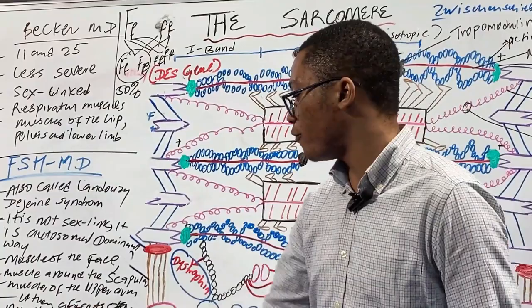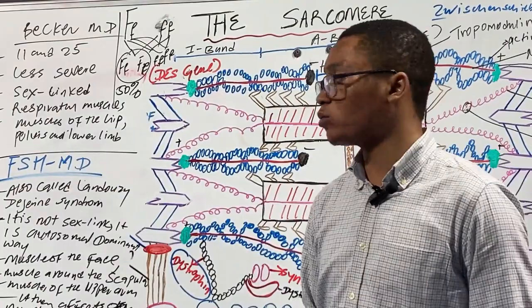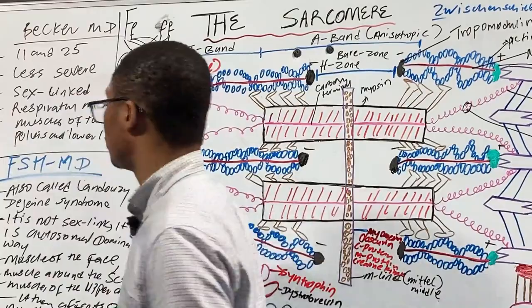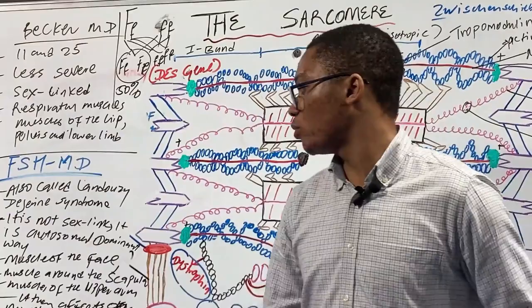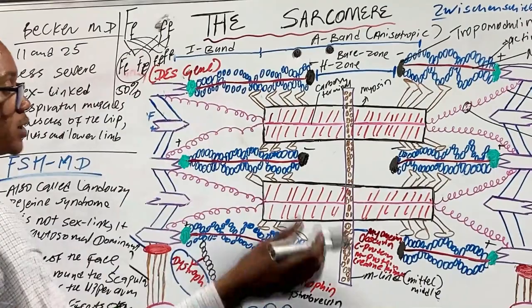Remember, fascioscapulohumeral muscular dystrophy is also known as Landouzy Dejerine syndrome. It is not sex-linked. It is inherited in an autosomal dominant pattern. It affects muscles of the face, the muscles around the scapula, and the muscles of the upper arm. Then as it progresses, it affects muscles on other parts of the body.